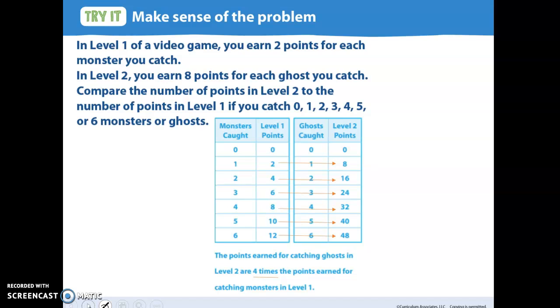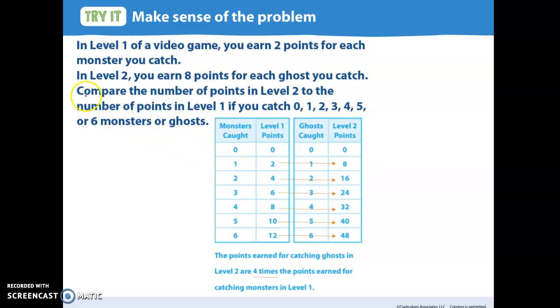Okay, so a much nicer chart. If you had 0 monsters, then you had 0 points. 1 monster was 2, 2 monsters was 4. So this one we were counting by 2 or adding 2 each time. For the second level, we were adding 8 each time going down.